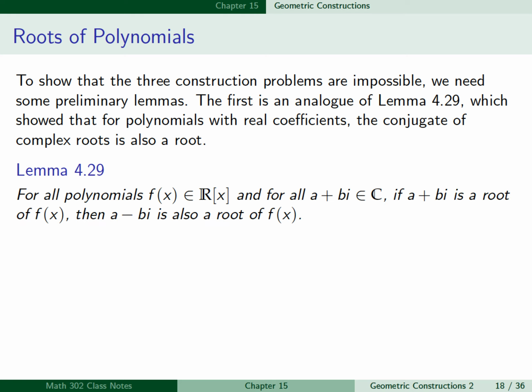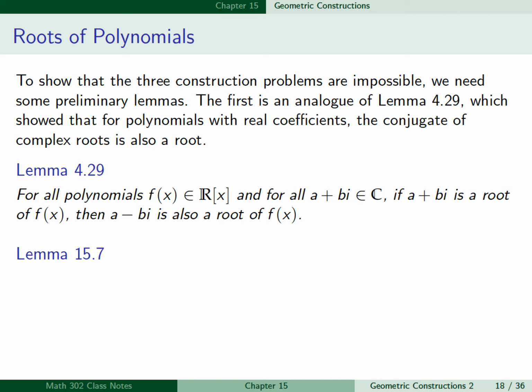So lemma 4.29 said, for all polynomials f of x in R bracket x, so that means with real coefficients, and for all a plus bi in C, if a plus bi is a root of f of x, then a minus bi is also a root of f of x. So if you have a polynomial with real coefficients and you have a complex non-real root, then the conjugate of that root is also a root.